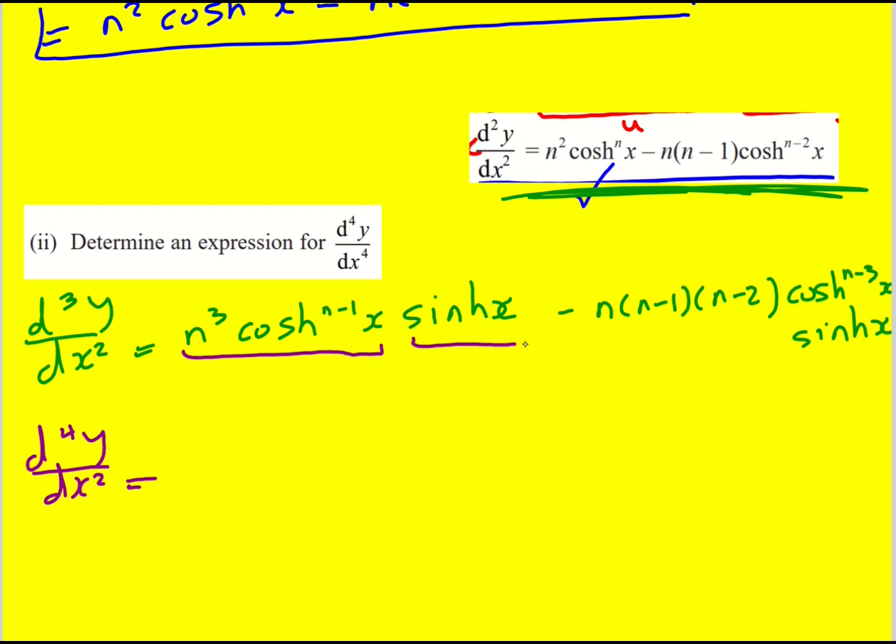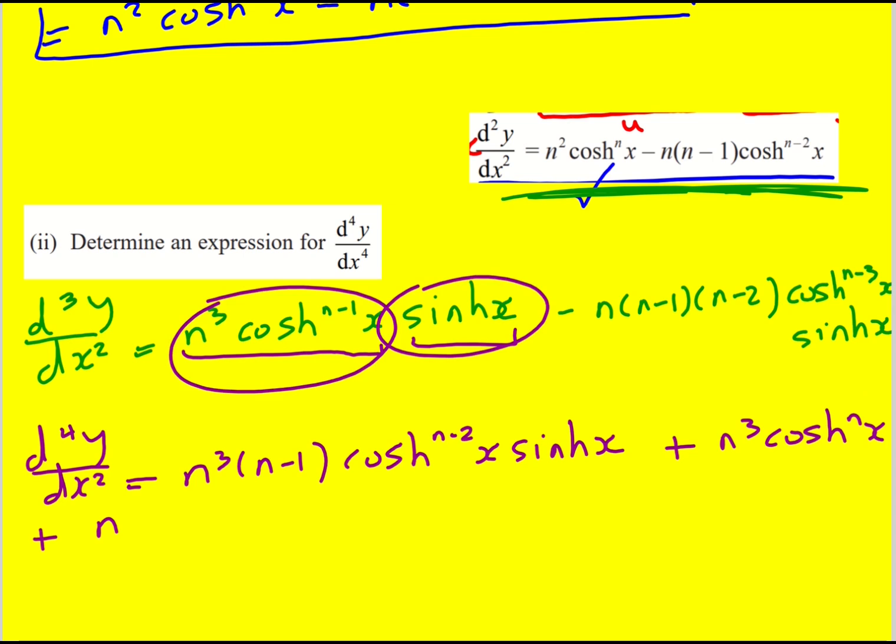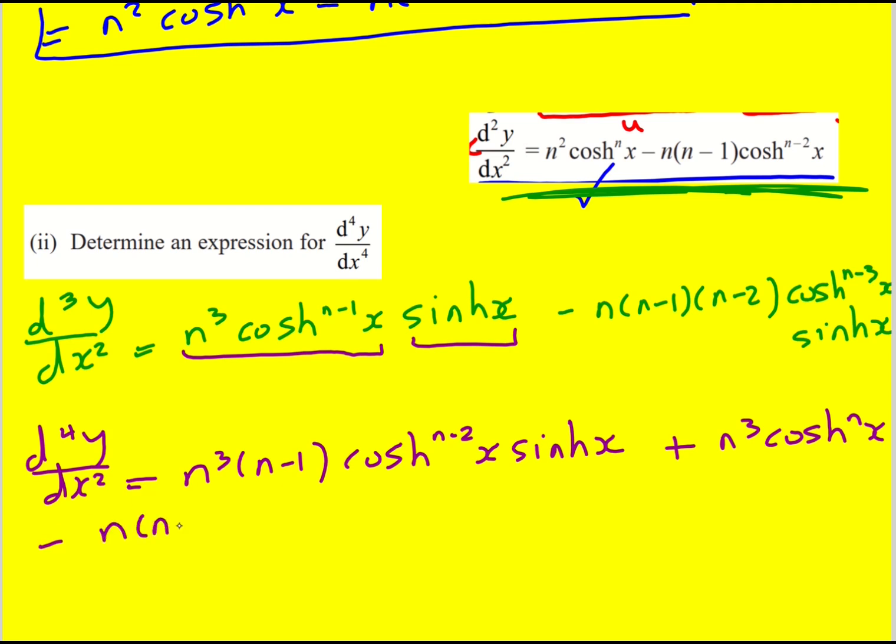So then the fourth derivative. Again, we're dealing with the product rule a few times. So I'm going to get n cubed, n minus 1, cosh n minus 2 x times sinh x, plus n cubed cosh to the nx, because it's going to be this times the derivative of this, which is cosh.